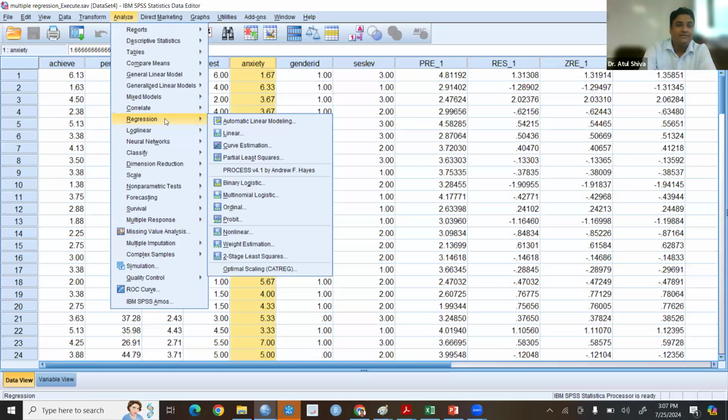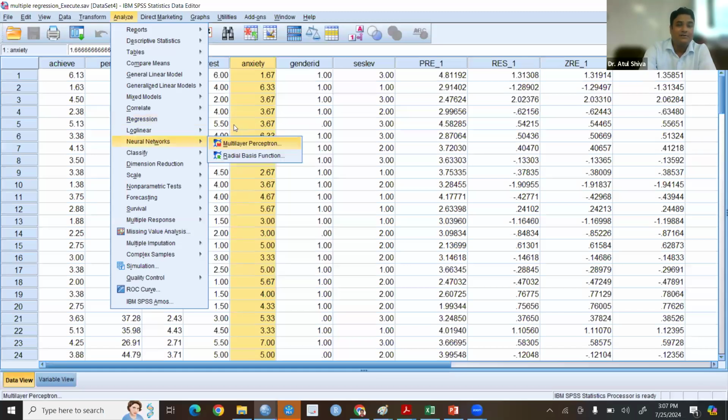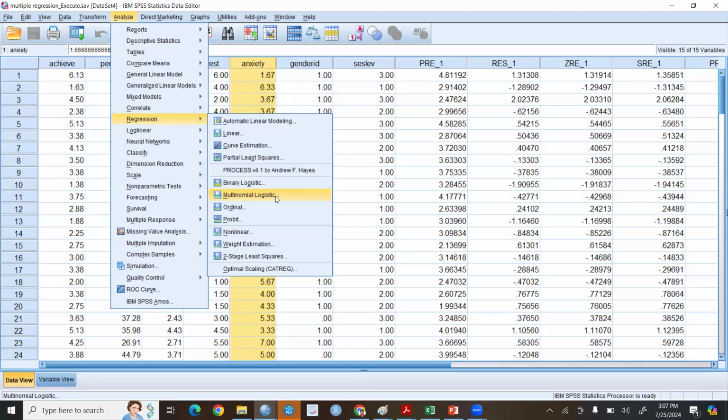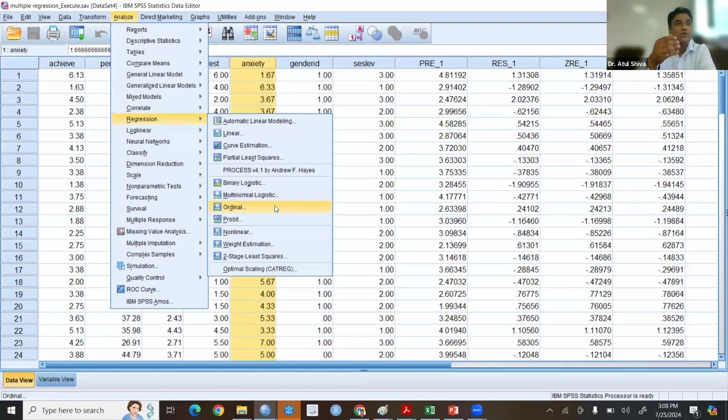Right? If my DV is metric, I will go for linear regression. But if my DV is 0 and 1, I will click on binary logistic. If my DV has more than 2 categories, I will go for multinomial logistic. If my DV has more than 2 categories and they can be ranked, then ordinal logistic regression.